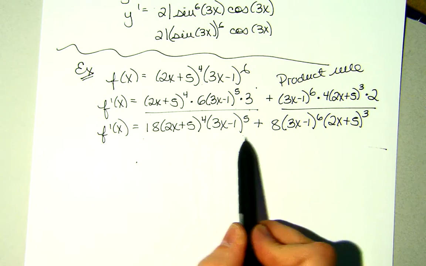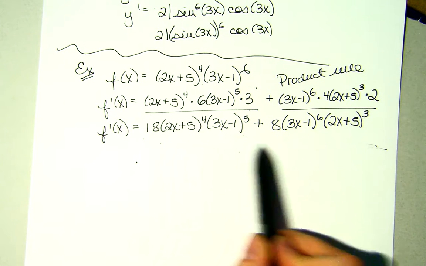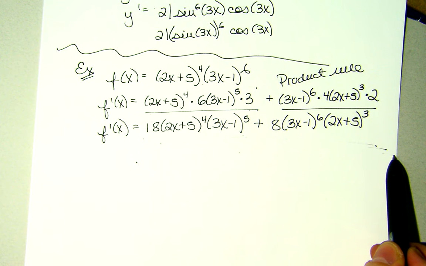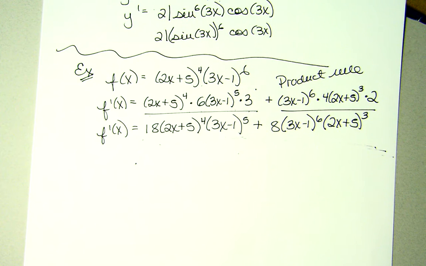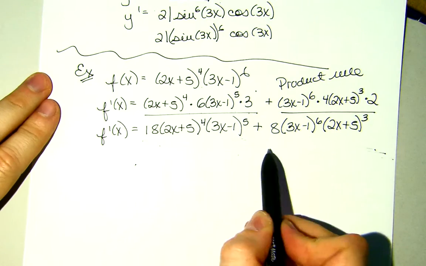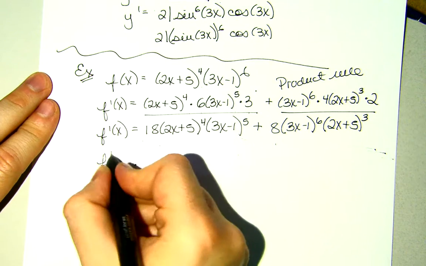Does anyone see anything we could do with these? I'm thinking of a word that starts with an F that you've been doing for a while. Is that a hand, Eli? There's a lot of factoring we're going to have to do, and specifically, greatest common factor factoring. Let's start with the 18 and the 8. What can we take out?